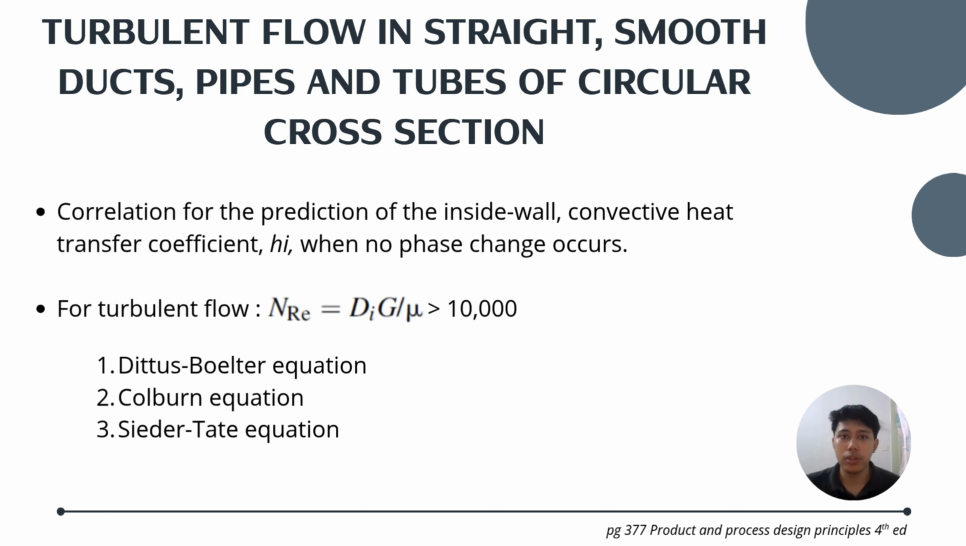Moving on to turbulent flow in straight, smooth ducts, pipes, and tubes of circular cross-section, which is especially important in heat exchangers, such as double pipe and shell and tube systems. In these systems, fluids flow through smooth circular tubes, and one of the key goals is to predict the convective heat transfer coefficient, denoted as HI. This coefficient helps us understand how efficiently heat is transferred between the fluid and the pipe wall when there is no phase change. For turbulent flow, which occurs when the Reynolds number is greater than 10,000, several empirical correlations are commonly used, as well as an additional advanced model.